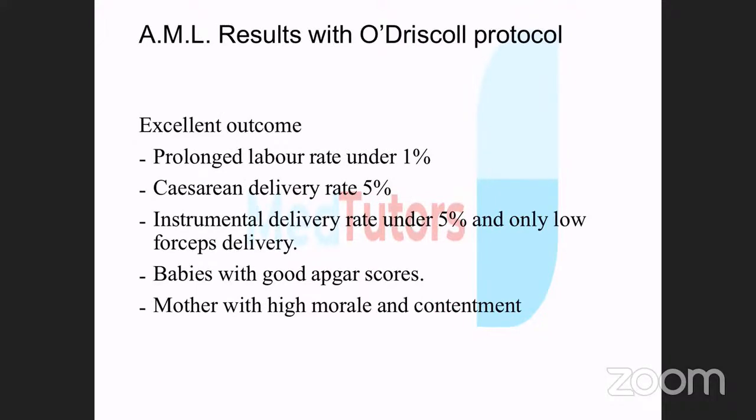Now, what was the result of the protocol? The active management of labor revealed excellent outcomes. The prolonged labor rate was less than 1%, and the cesarean section rate was about 5%. Similarly, instrumental delivery was less than 5%, especially low forceps, and only low forceps were involved. And babies were delivered with good Apgar scores, with high morale and satisfaction from the mothers.